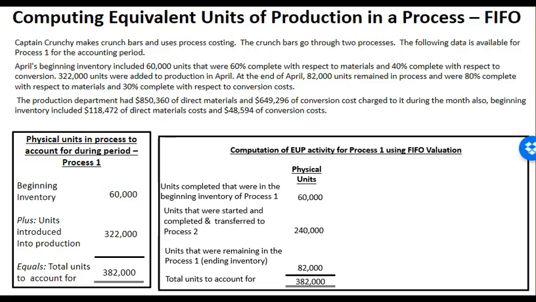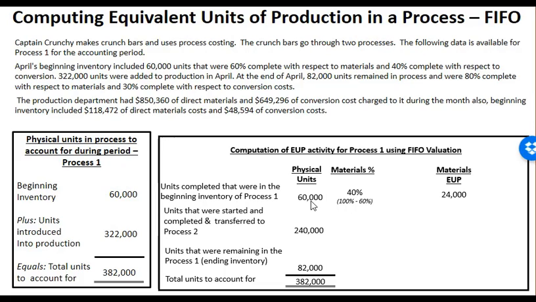Now I know my physical units, but I don't know the amount of effort, in other words value, that has been placed into them. So I'm going to calculate what we call equivalent units of production. The first item I'm going to calculate is the units completed in process one that were part of my beginning inventory in process one. I had 60,000 physical units.